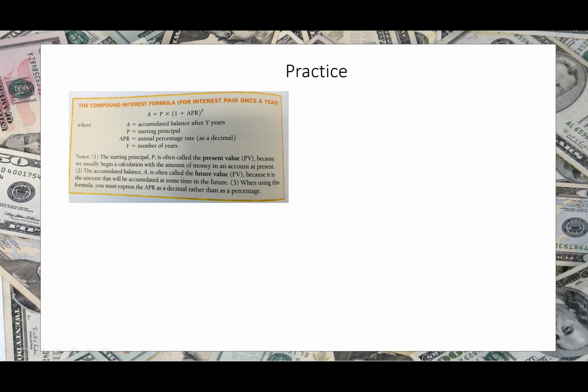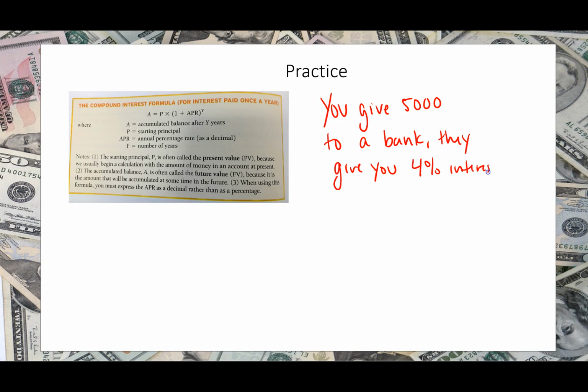All right, so here's what a problem would look like. You give $5,000 to a bank, we'll say a bank, and they give you 4% interest. It's APR, meaning it's compounded annually. How much money will you have after 10 years?